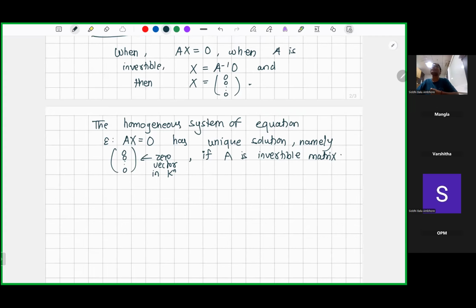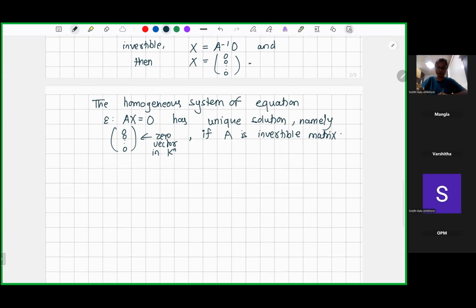We cannot have a situation where there is no solution, because 0, 0, 0 will always be a solution for the homogeneous system of equations. So either we have a unique solution or we have infinitely many solutions in case of a homogeneous system of equations. So let me just write this down.